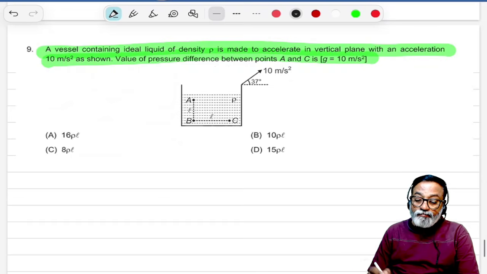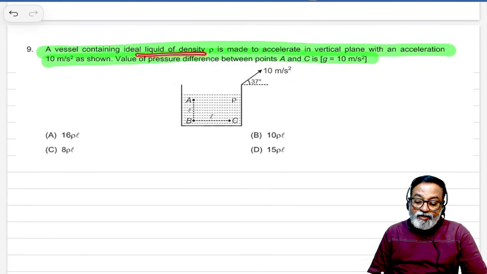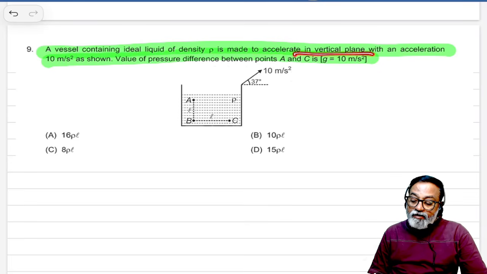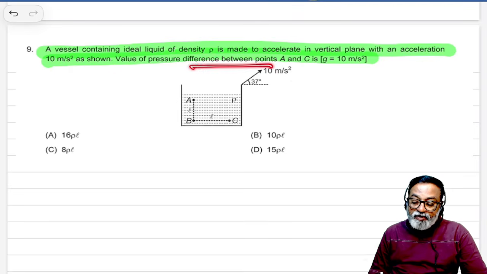Next one. Here, a vessel containing ideal liquid of density rho is made to accelerate in a vertical plane with an acceleration 10 meter per second square as shown. Find the value of pressure difference between points A and C.